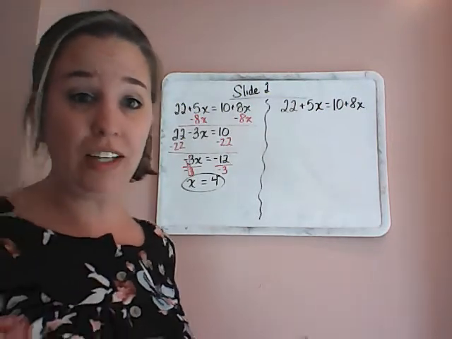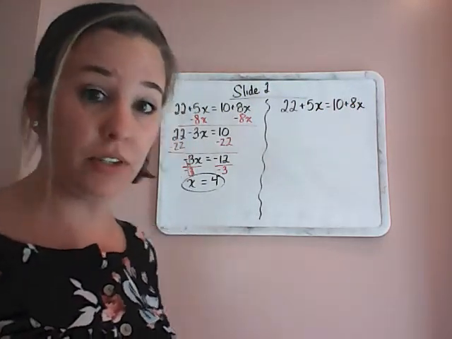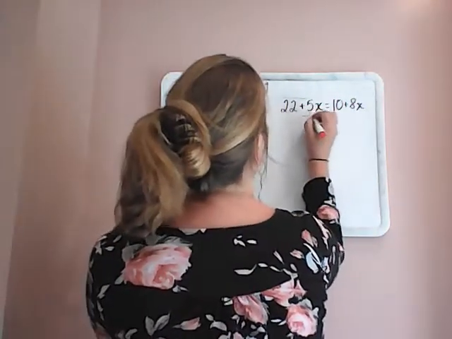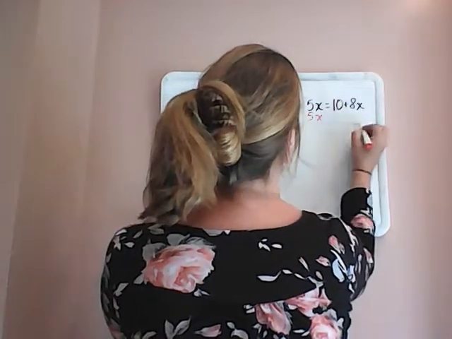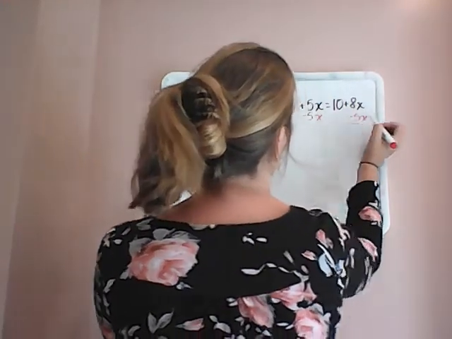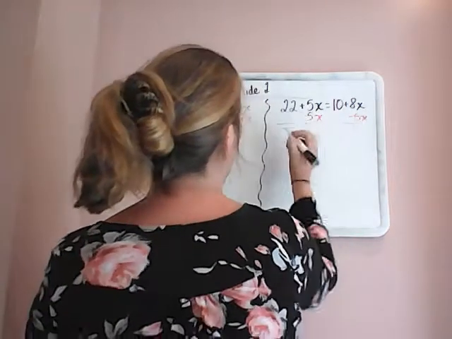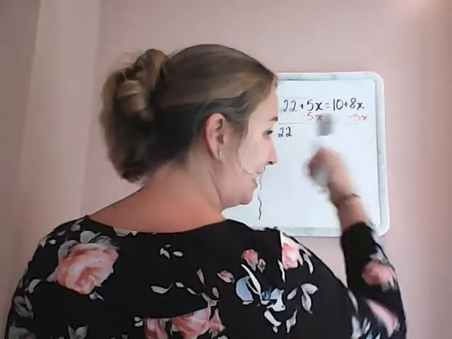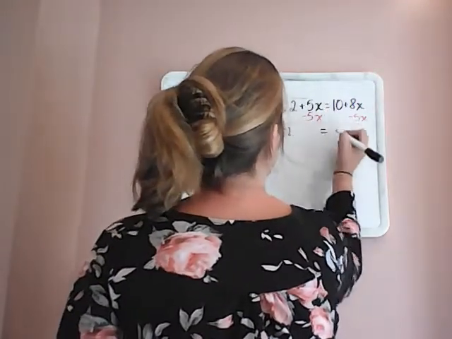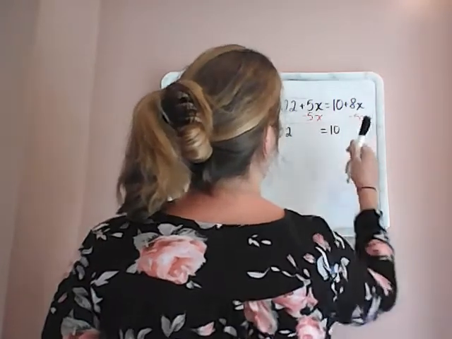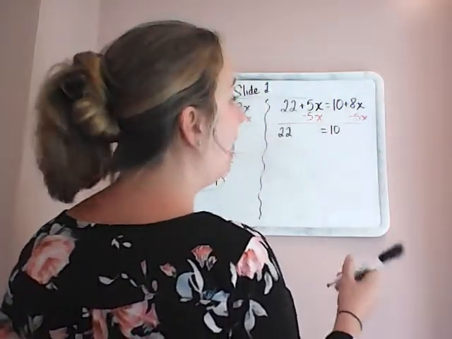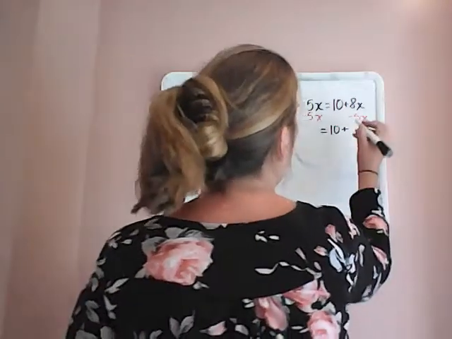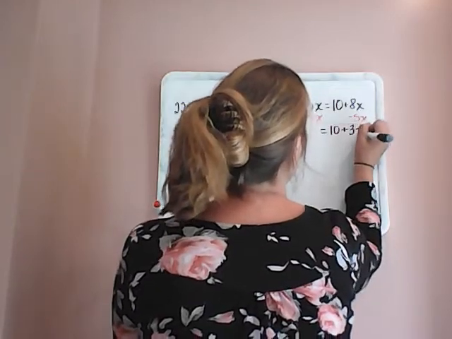Now, for those of you that really just like to have positive variable terms, we're going to sort of go the other way. If I go ahead and subtract this 5x off, and then subtract it from this other variable term, I'm going to have this 22 come down. 5x minus 5x is nothing. It's gone. That's why we did it. Equal sign comes down. 10 comes down. And then we have 8x minus 5x, which is a positive. You have to write the signs, right? It's a positive 3x.